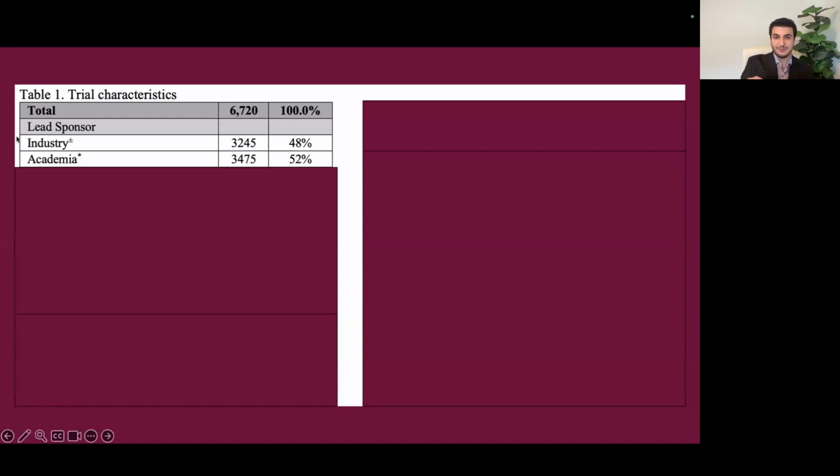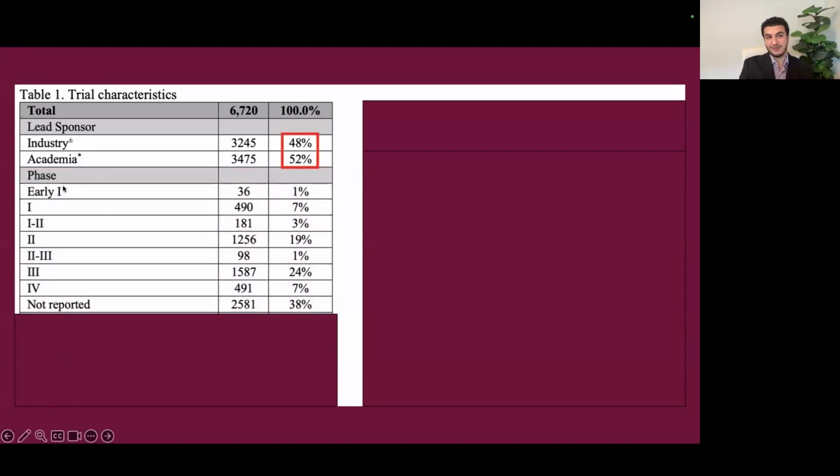Over the next few slides, in this table, we essentially stratified, sorted, and filtered all of our trials based on the lead sponsor in this case, and then the number of patients, the phase of the trial, etc. We'll go over it. And those are some of the effect modifiers we set out to analyze.